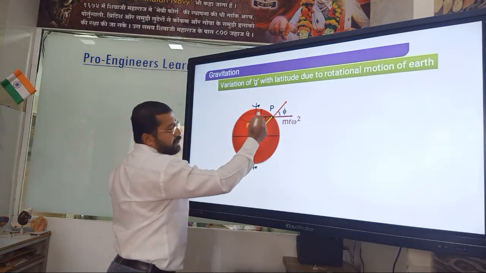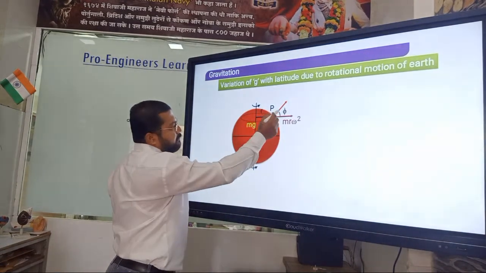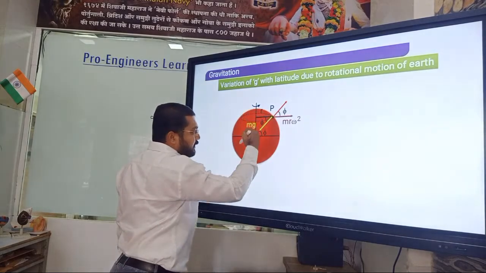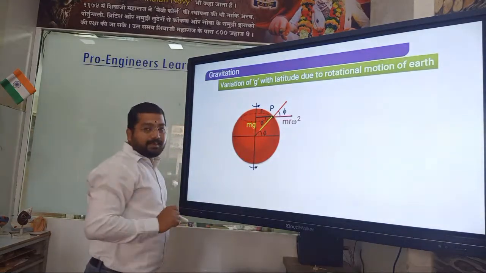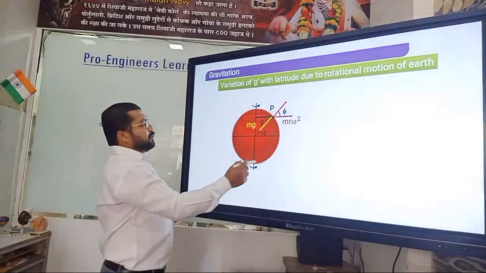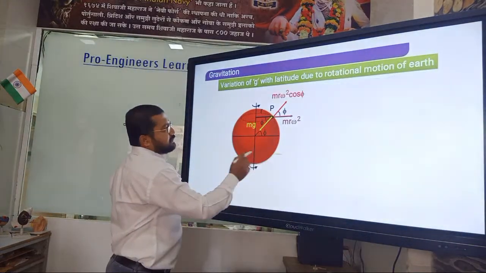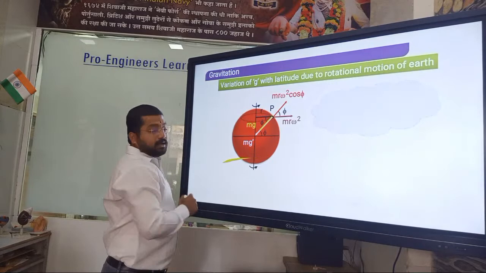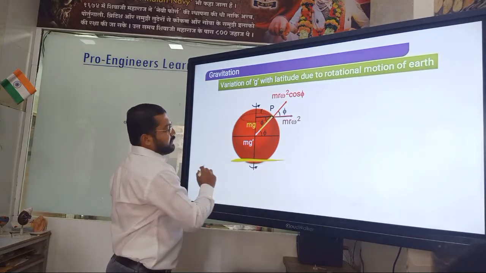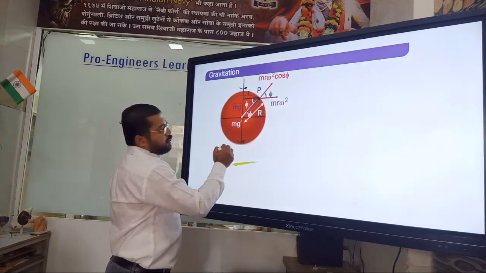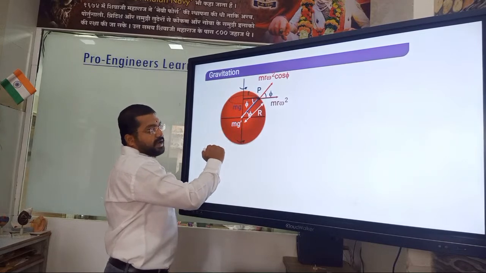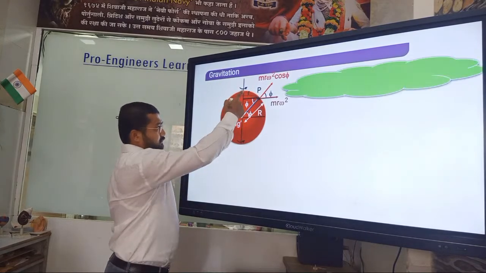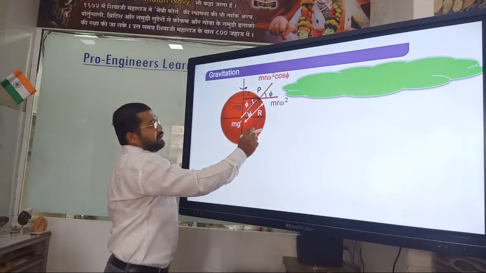So the angles are equal and opposite. Yes. So phi here, phi here. If these both are parallel, then phi and phi remain the same, right? You might have studied this in mathematics: alternate angles, correct. So mg and mg dash we have considered. So that is mr omega square cos phi.